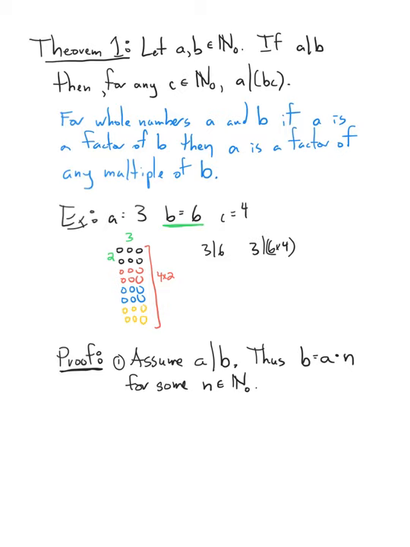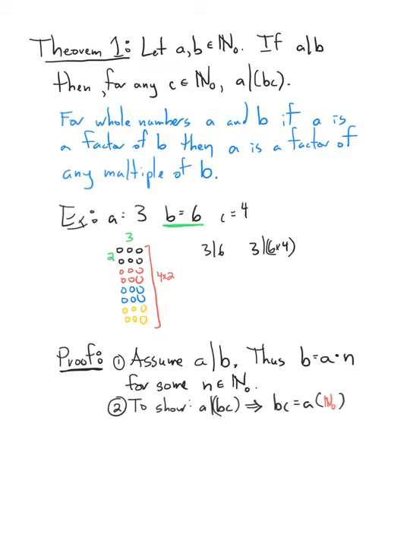All right, and the second part, let's mark down what we want to show. We want to show that A is a factor of B times C, which means that we should be able to write B times C as A times some whole number. So whatever we get here should be a whole number. Okay, so that's what we want to show.